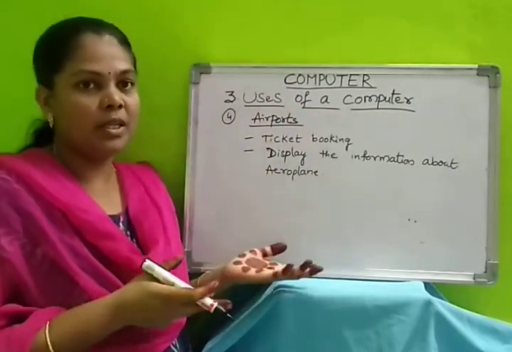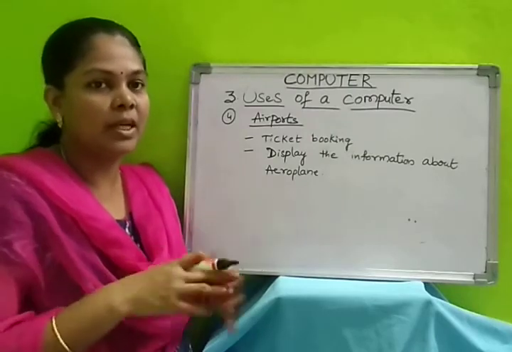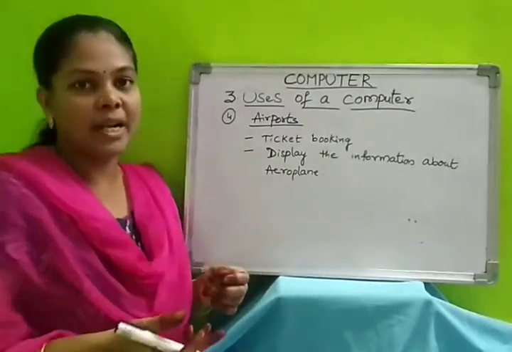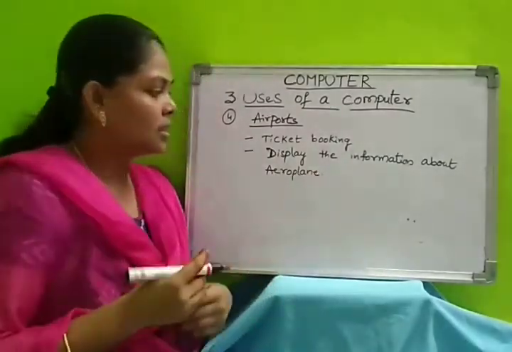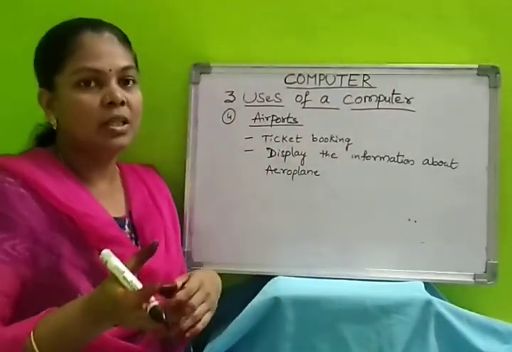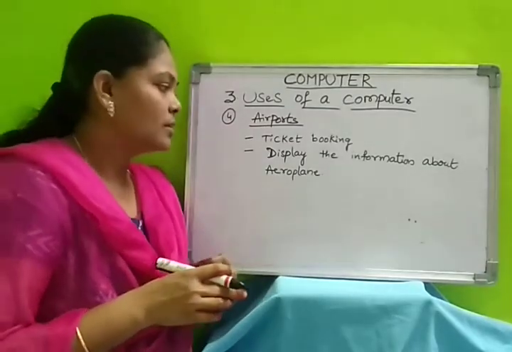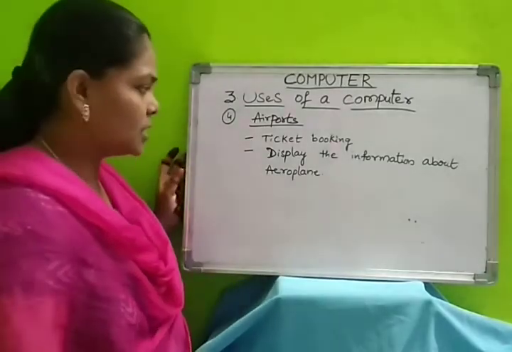Same as before: from where it is coming, where it will go, what is the time of departure and arrival. Aeroplanes have names, no? Boeing, some names they will give like that. Those are also displayed on the display board.